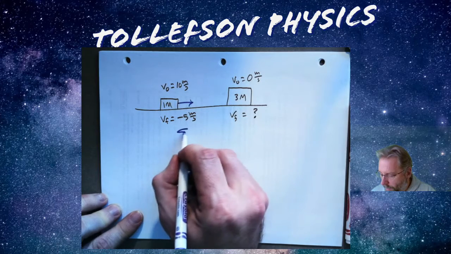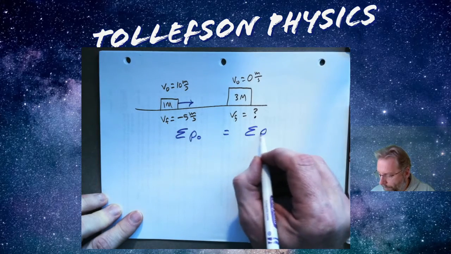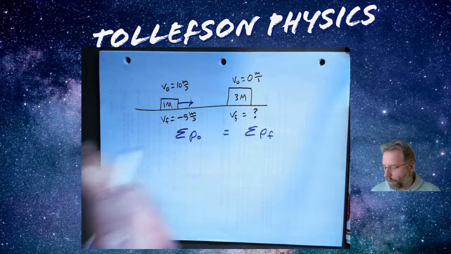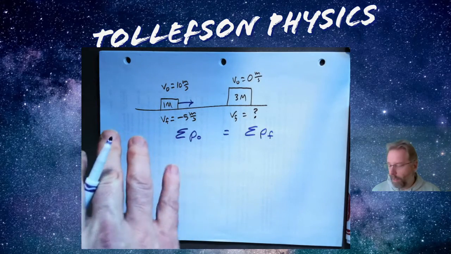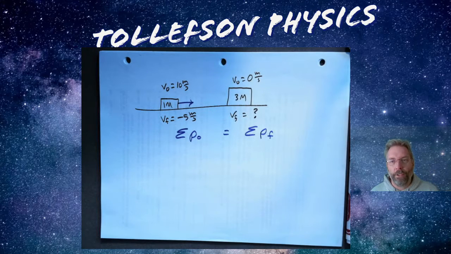So we're going to use conservation of momentum. The initial momentum equals the final momentum. Now, I didn't include the impulse in this particular example because there's no external forces. We're going to assume that the surface is frictionless, and we're just going to see what happens in a frictionless environment. So before I put in numbers, let's actually talk about what this all means.